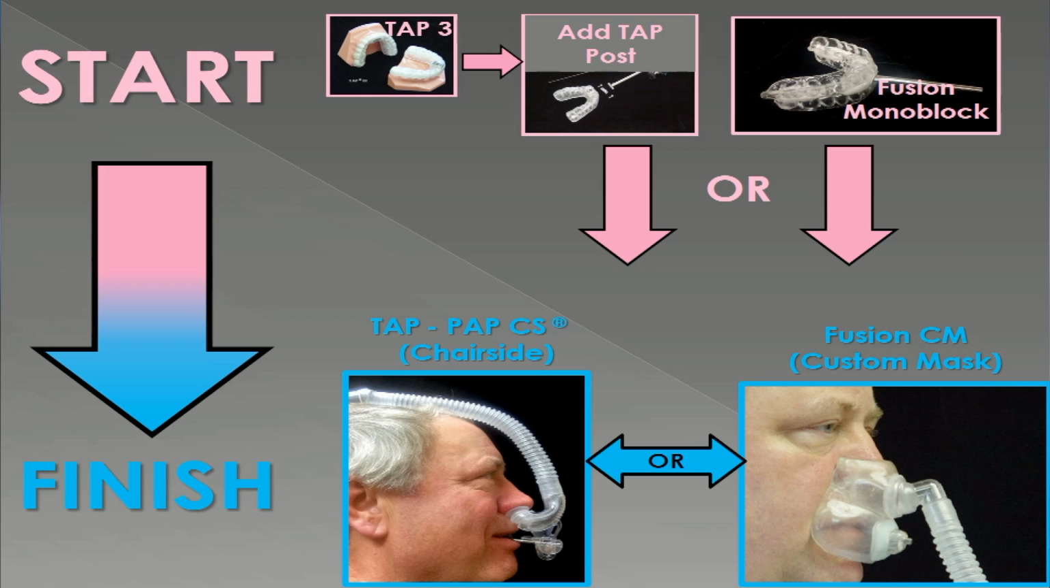Or if you're using another appliance, you can't attach a post to any other appliance other than a TAP, then you would get a Fusion monoblock made. Now a monoblock is the simple upper and lower shells, dual laminate, and we attach a post to those shells with acrylic, and then you'll end up putting them together, which I'll talk more about in a minute. Then once you have the oral aspect of the device, then you have a choice. You could either do the TAP-PAP CS, or you can do the Fusion custom mask.